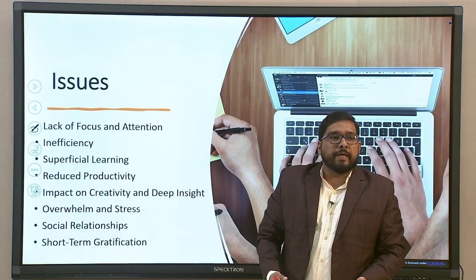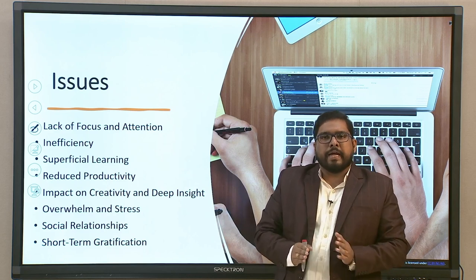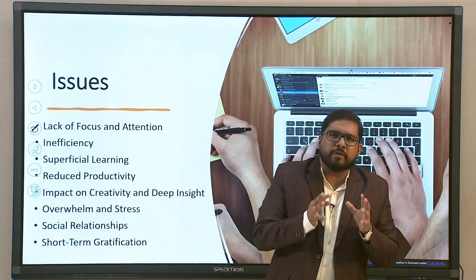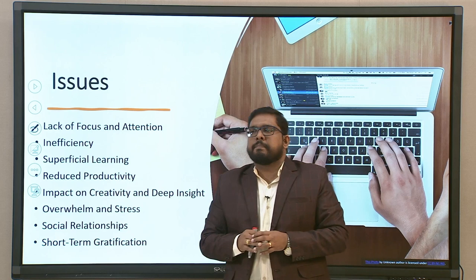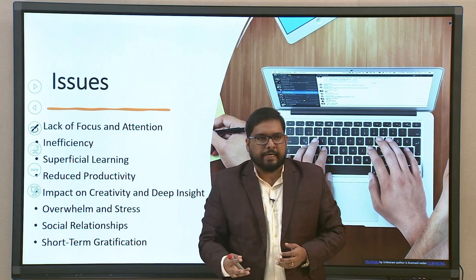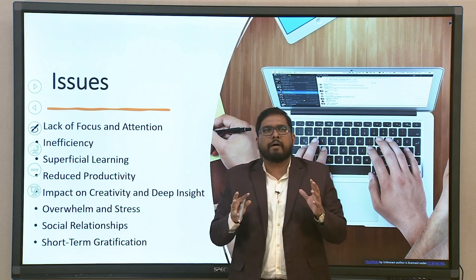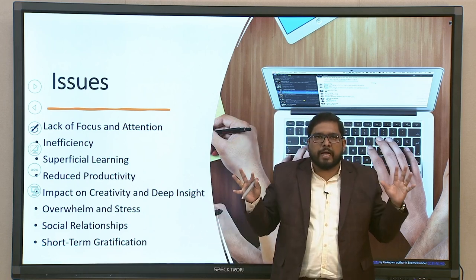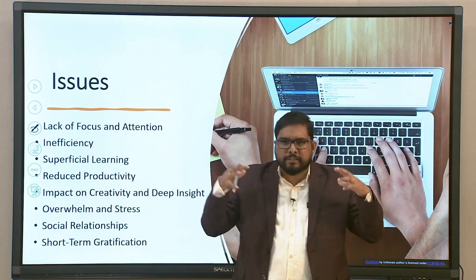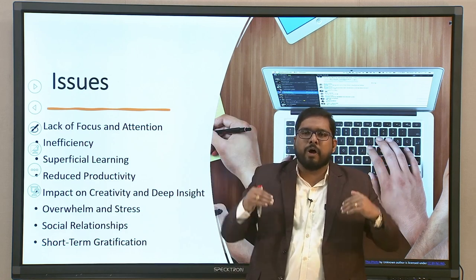Another important aspect could be that when you are trying to do many things without proper concentration, it leads to reduced productivity. You tend to not deploy your resources in an efficient manner, which ultimately reduces your productivity. It also impacts creativity and deep insight. Sometimes you need to be very focused, very concentrated. You need to have a very, very clean, pristine mind. Sometimes, let's say, people start with a blank slate so that things get orderly placed. Your schema arranges things in a very proper, orderly fashion.